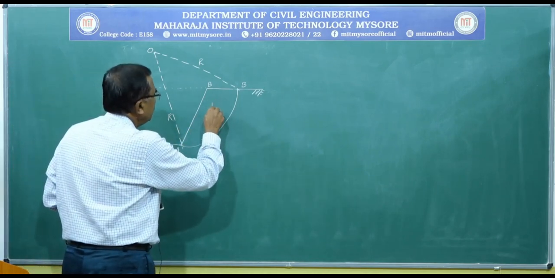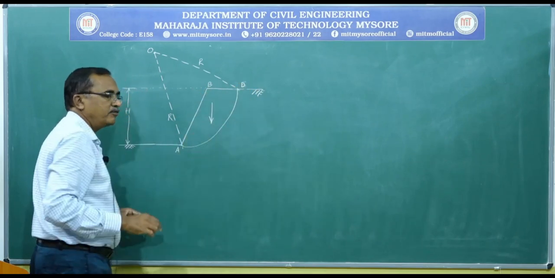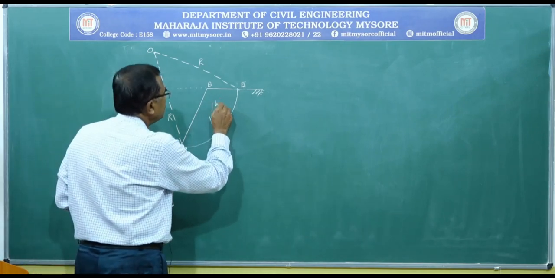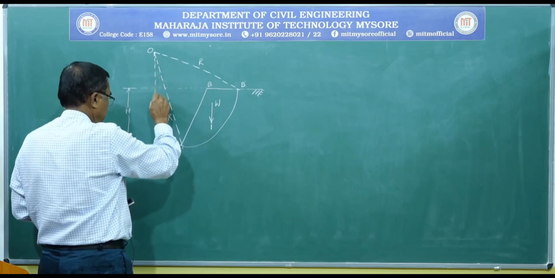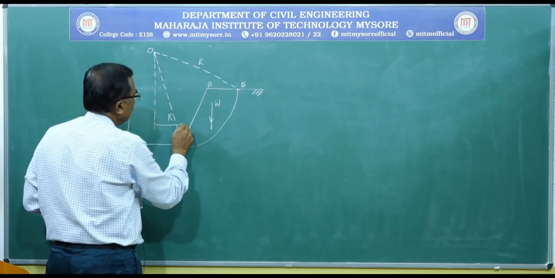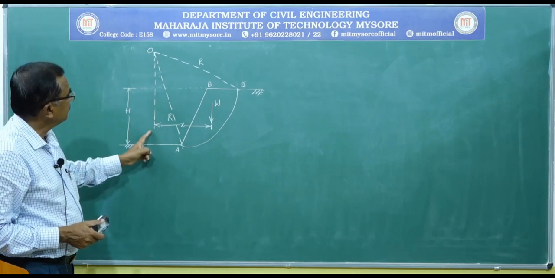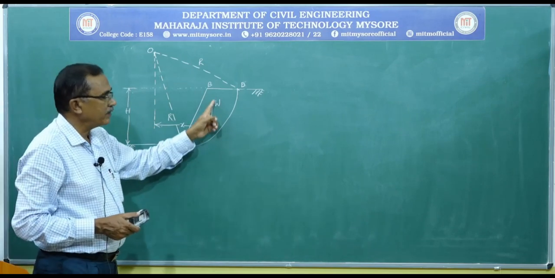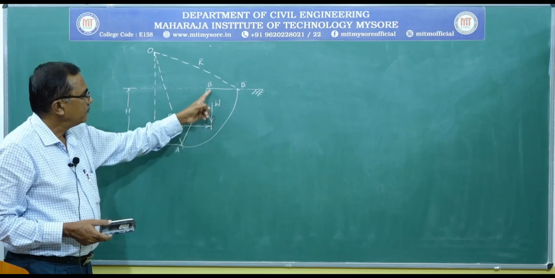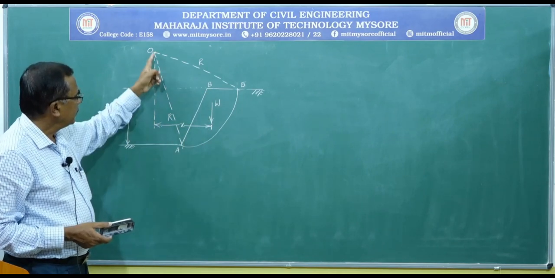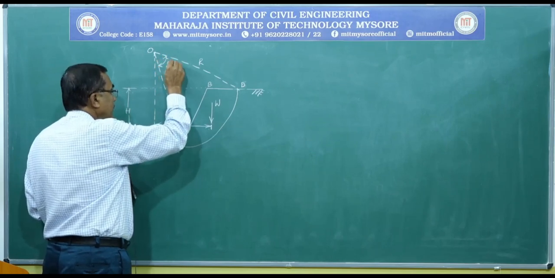And let W be the weight of the soil wedge, ABDA being the failure wedge. Let W be the weight of this failure wedge, and W acts at a distance x from the axis of rotation, measured from the vertical line extended from the axis of rotation to the line of action of W. Let delta be the included angle for this radius of the circle.